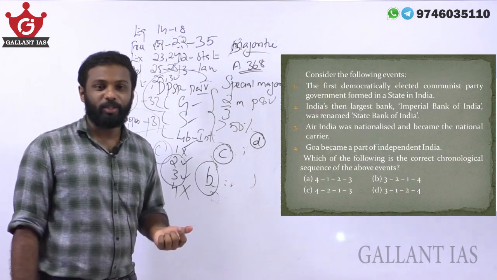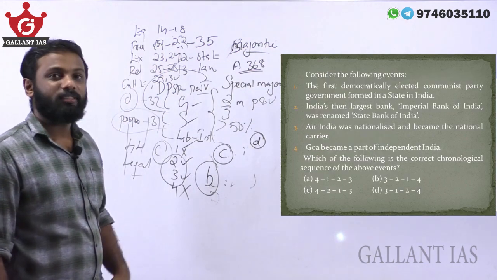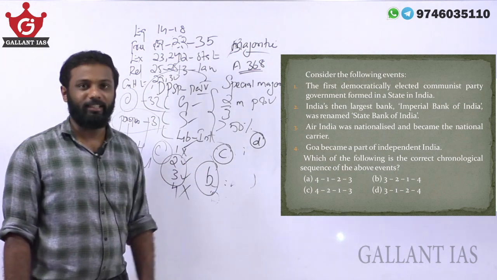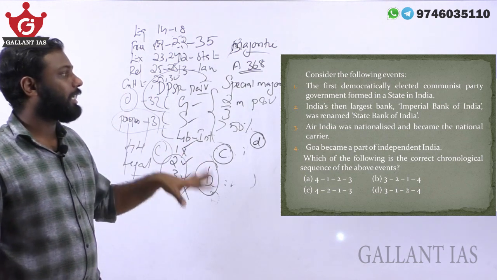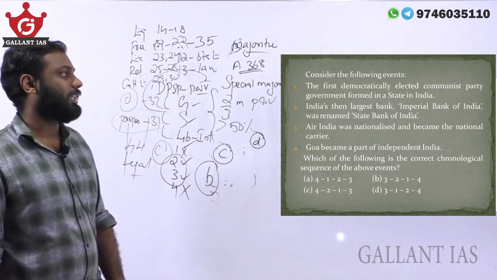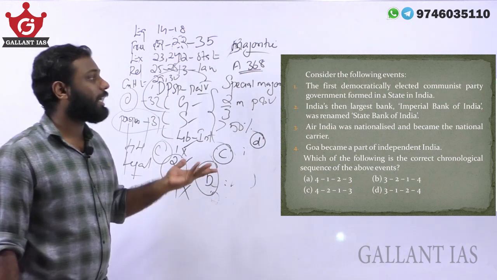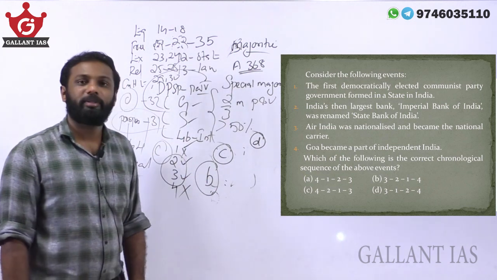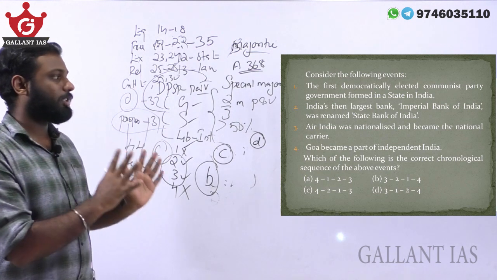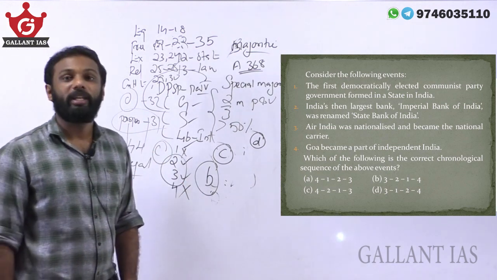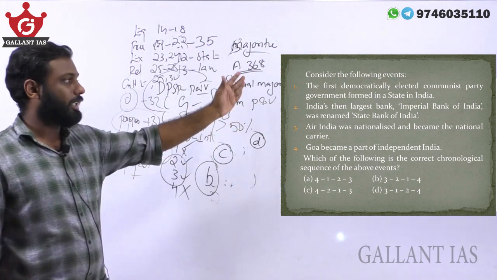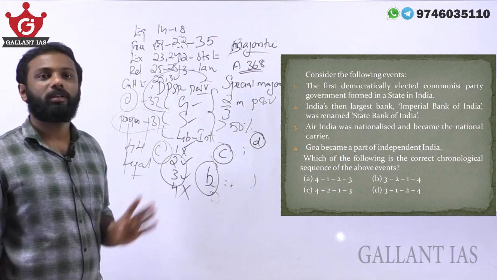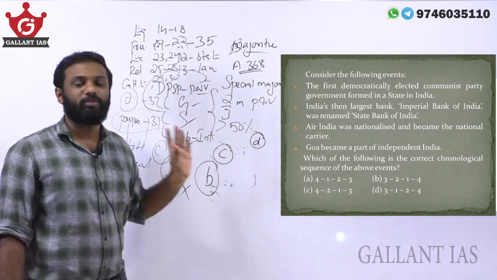Okay, moving on to the next question. Consider the following events. 1. The first democratically elected Communist Party government formed in a state in India. 2. India's then largest bank, the Imperial Bank of India, was renamed State Bank of India. 3. Air India was nationalized and became the national carrier. 4. Goa became a part of independent India. Which of the following is the correct chronological sequence of the above events? Some important events that happened in India are given, and we have to find which comes first and which follows. Likewise, we have to find the chronological order. These kinds of questions are also asked frequently.